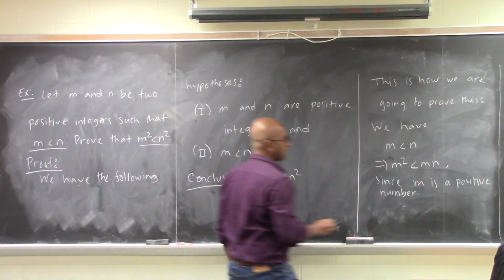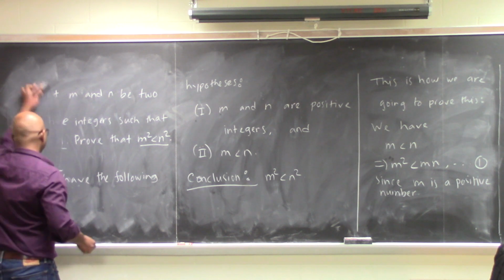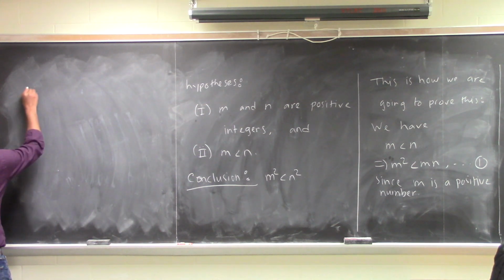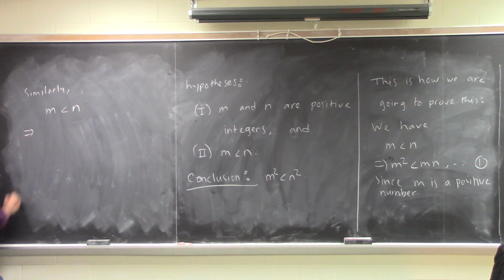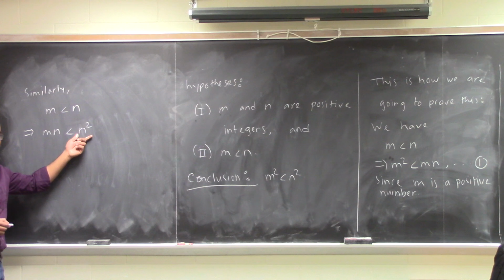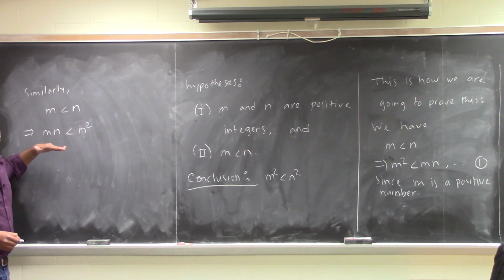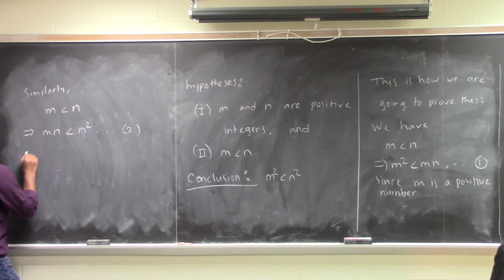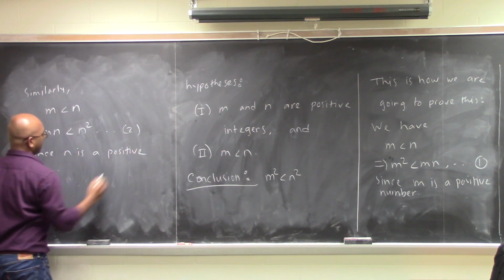Okay, let me give this inequality number 1. Now similarly, we can get another inequality, starting from the inequality m is less than n. Similarly, m is less than n, that means m times n is less than n times n, which is n squared. So in this case, we are multiplying both sides of this inequality by n. And this will also preserve the inequality because n is a positive number, okay? So let's give it a name, 2. And why is it true? Since n is a positive number.